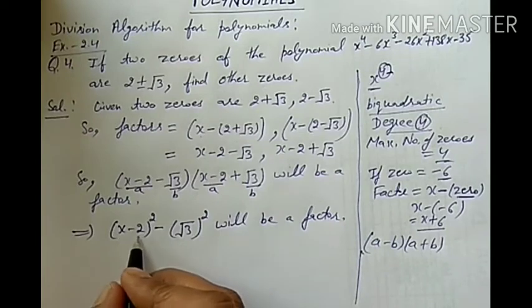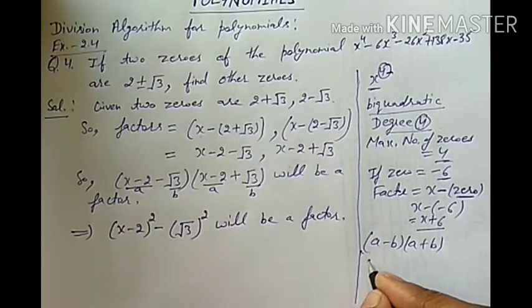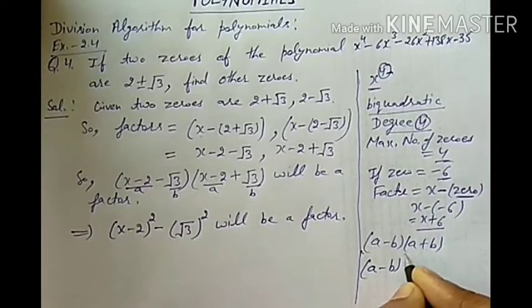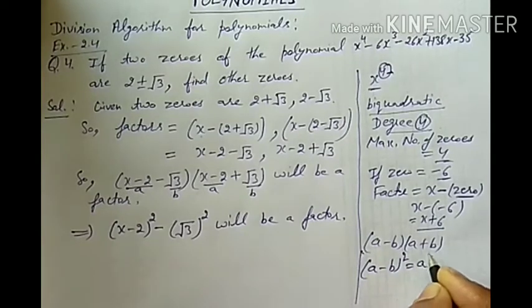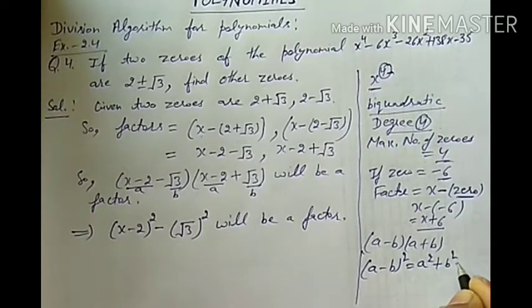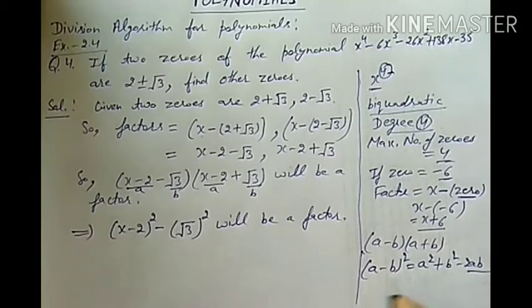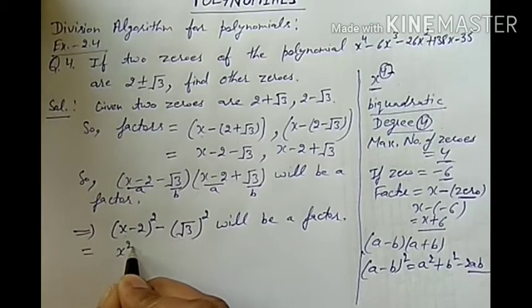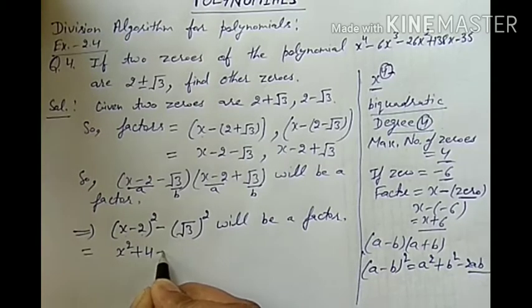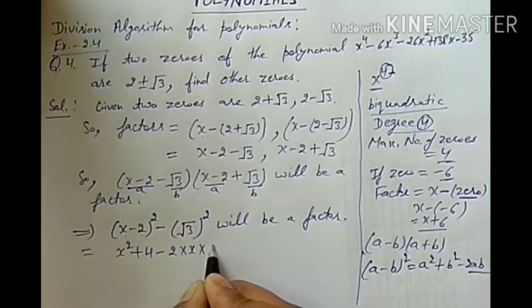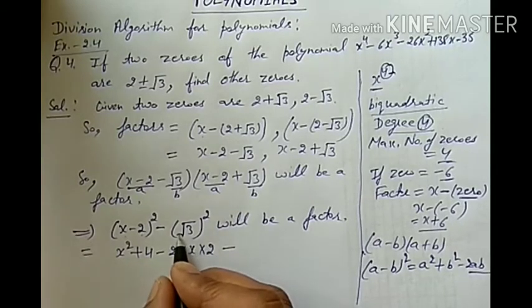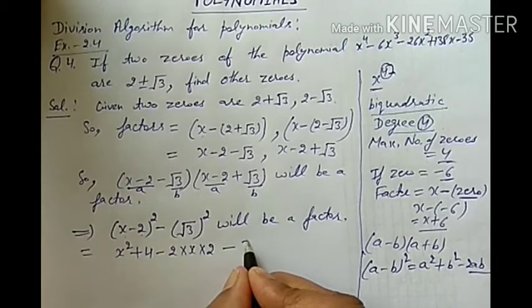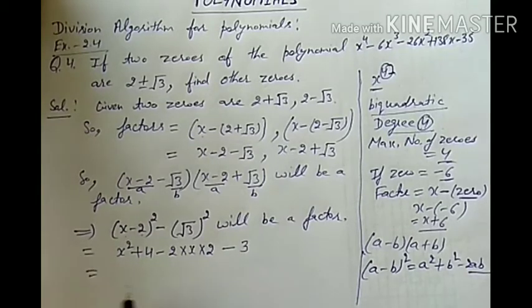We can open it using identity a minus b whole square is equal to a square plus b square minus 2ab. A is x square plus b 2 square 4 minus 2 into a into b, minus under root 3 whole square equal to 3.